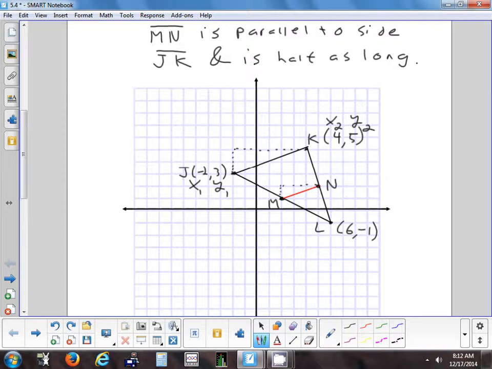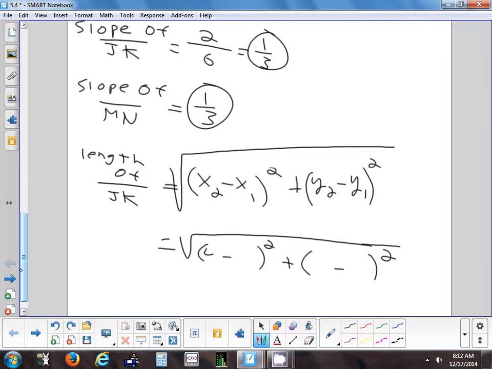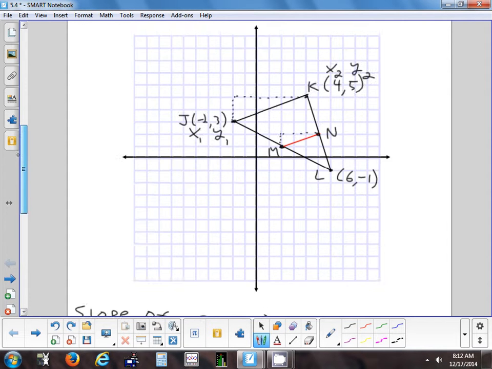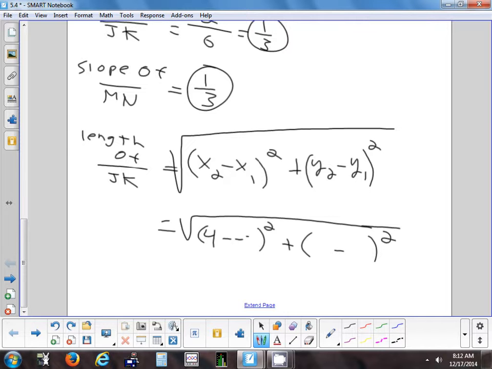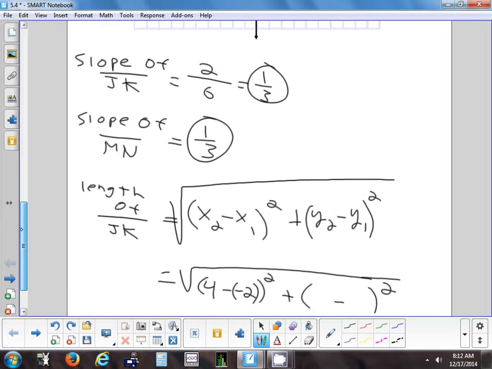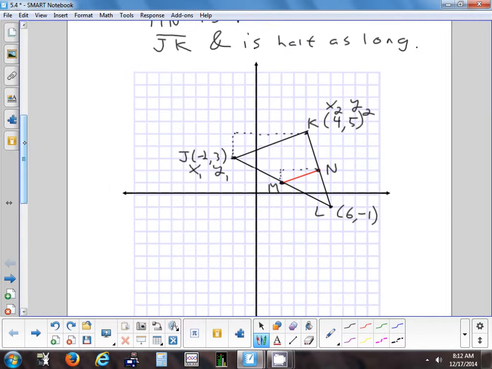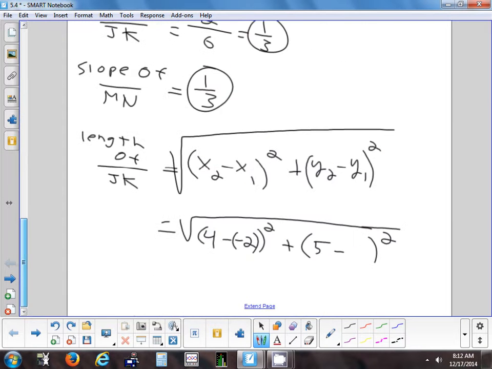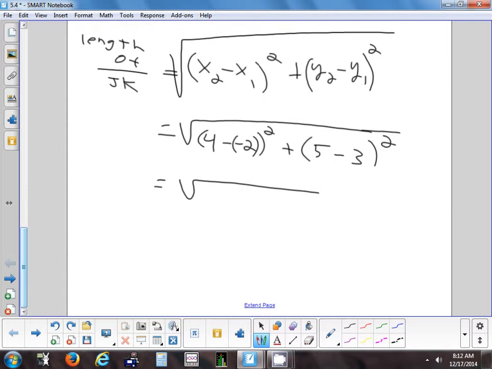minus negative 2. Be careful with that. So x2 is 4, x1 is negative 2. Any questions why I have two negatives right there? One's negative, the number is a negative and the formula has a negative. It's a mistake a lot of people make. It'll become a plus. Now we got y2 minus y1: 5, 3. So as Connor just said, minus negative 2 becomes plus 2. So that's 6 squared. 5 minus 3 is 2 squared.